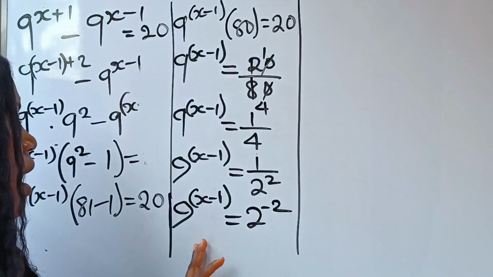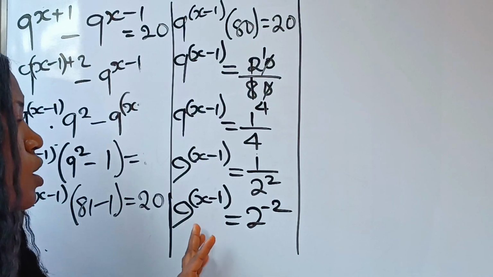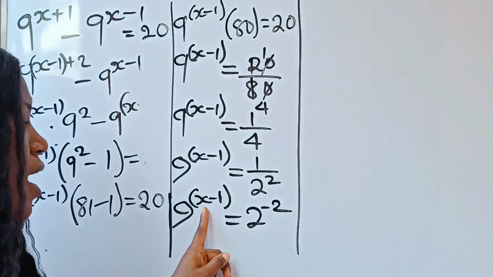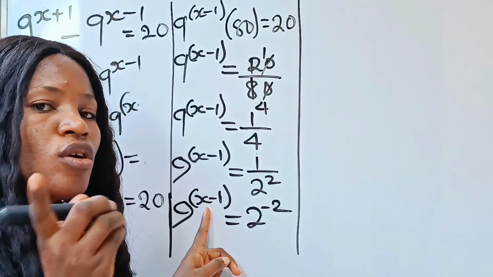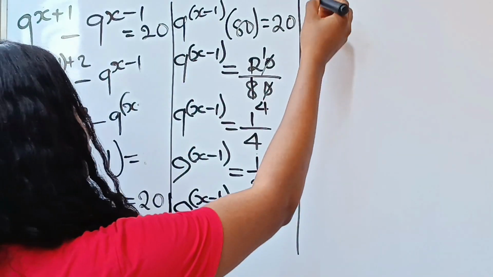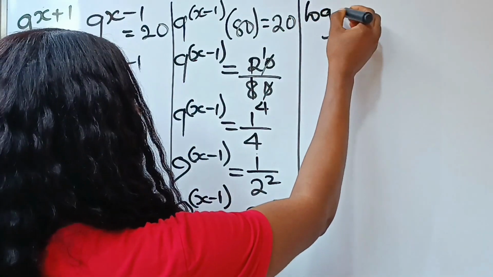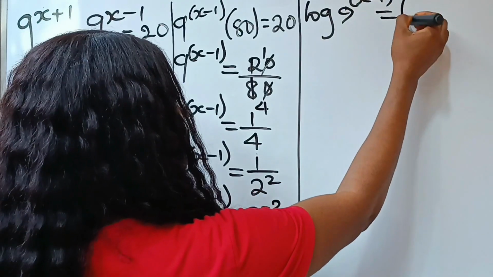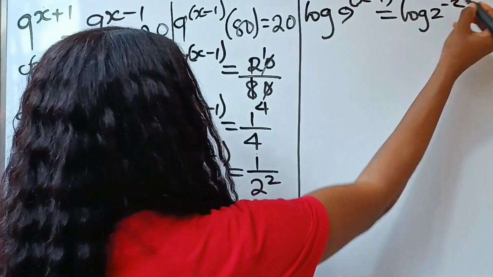At this point, we don't have any other option but to introduce log to both sides of the equation. Since we're looking for x and x is an exponent, the only option we have is to introduce log so that we can bring it down and solve. Now let's introduce log. So we have log 9 to the power of x minus 1 is equal to log 2 to the power of minus 2.